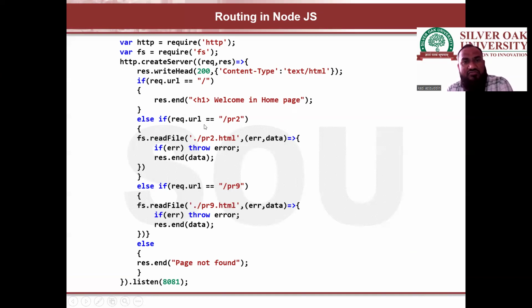Then else if request.url equal to pr2, that means I am writing localhost slash pr2, at that time pr2.html should be displayed. And else if request.url equal to pr9, so pr9.html should be displayed. In this way, with else if, we can handle any number of pages, and whatever request comes, we can generate the appropriate response with the use of this concept of routing.